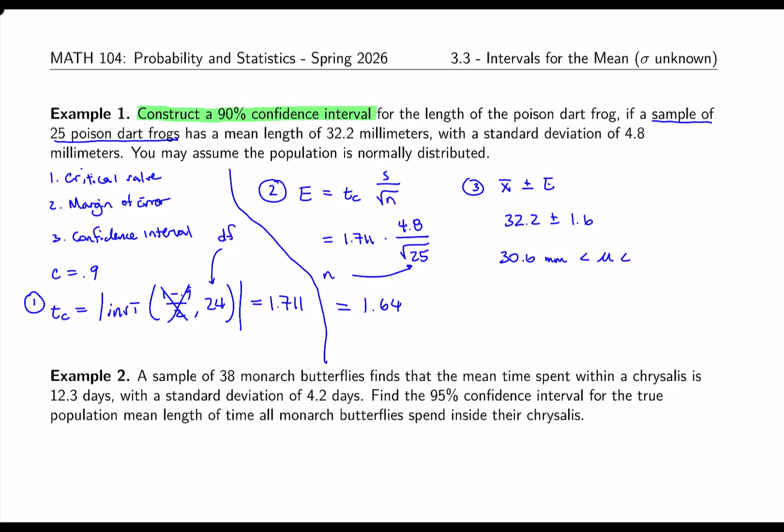Less than, and then this would be 33.8 millimeters. So to interpret this, we would say that we're 90% certain that the actual population mean value of the poison dart frog is somewhere between 30.6 millimeters and 33.8 millimeters. Now you see, that really wasn't much different than what we did with normal distributions. You're just using the t-distribution calculation to get that critical value, but otherwise everything's basically the same.